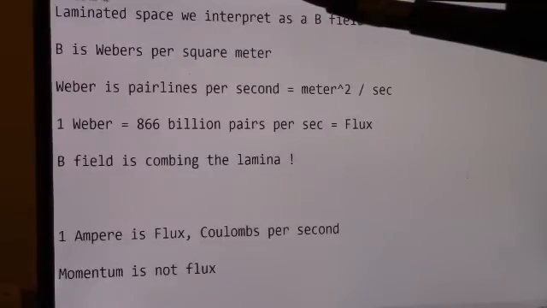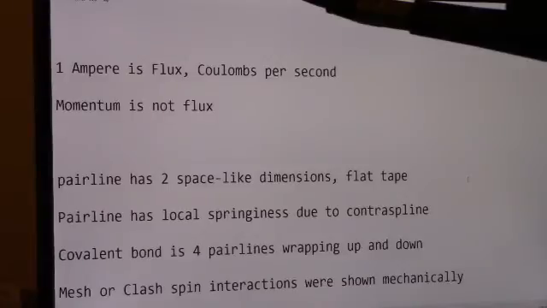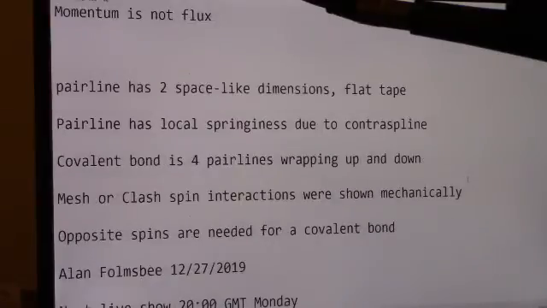But the thing is that the B field is combing the lamina. All those thin two-dimensional things connecting electrons and protons are the lamina. And the B field is the same thing. It's more lamina. So the B field is like a comb going through hair. And it can magnetize iron by doing that. Or by going opposite directions, it can demagnetize iron by combing one way and then combing backwards against the hair. You know how bad that can be. You could be demagnetized. All right, an ampere is flux, coulombs per second. Momentum is not flux. So electrons have momentum when they're spinning around those strings, though.